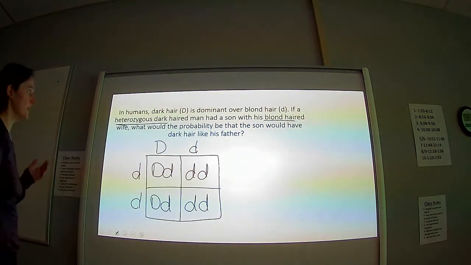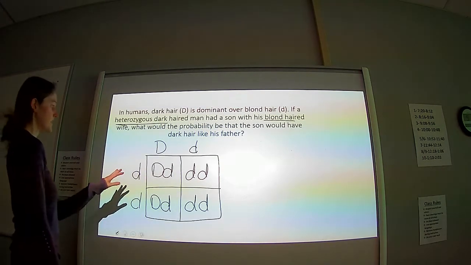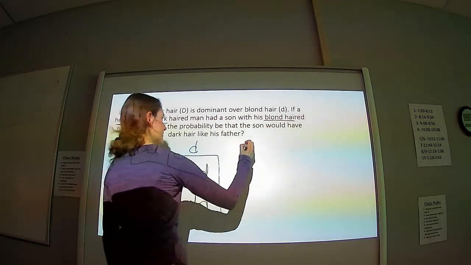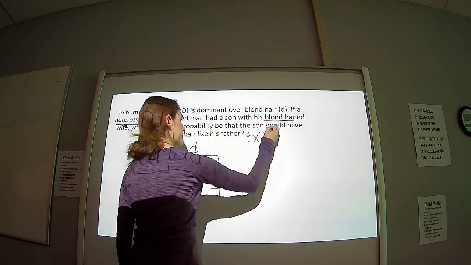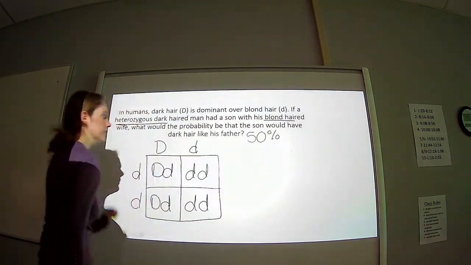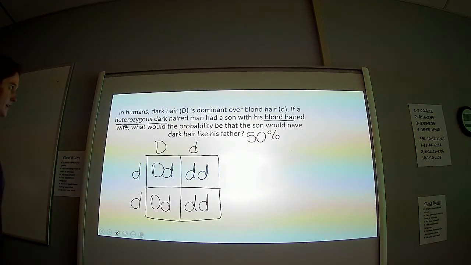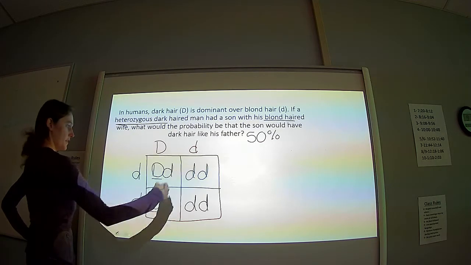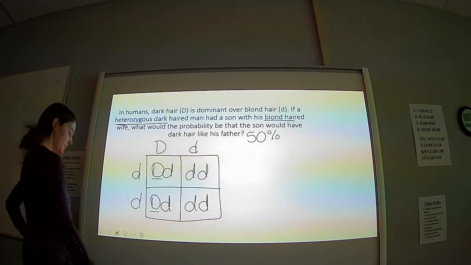So the probability that the son would have dark hair, anytime you have a capital D, it's going to be dark hair. He would have a 50% chance of having dark hair like his dad, based off of the fact that I have 2 out of my 4 total that have a capital D.